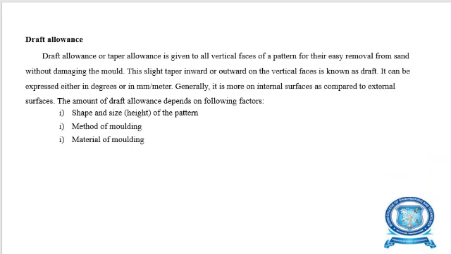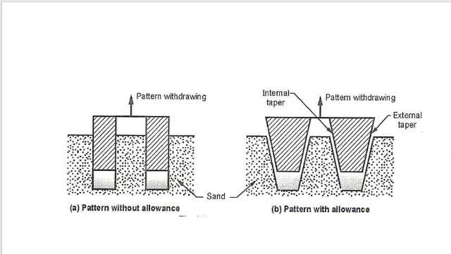given to all vertical faces of the pattern for easy removal from the sand without damaging the mold. Some of the factors for adding draft allowance are shape and size, method of molding, and material of molding. These are the factors for draft allowance. This is the image of draft allowance.